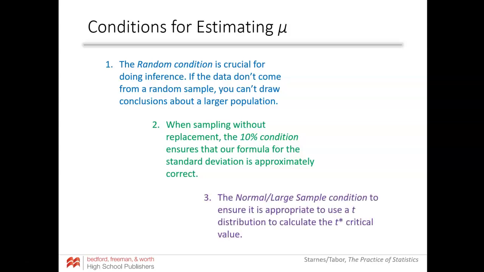And then remember in proportions, we did the large counts condition, but in means, back in the day, it was a large enough sample with the central limit theorem. Today they're going to call it the normal/large sample condition, which parallels the large counts condition. I like calling it that because it helps my brain remember what I'm looking for. I'm looking for a justification that we are going to be approximately normal. But in this case, it's going to be appropriate to use the t-distribution instead of the normal distribution.